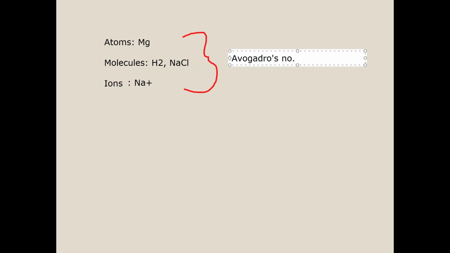So, 1 mole of any particle contains Avogadro's number of that particle. This Avogadro's number is a constant number and it equals 6.02 times 10 to the power 23. A huge number. So Avogadro's number is the number of all atoms, molecules, or ions that exist in 1 mole of a substance.